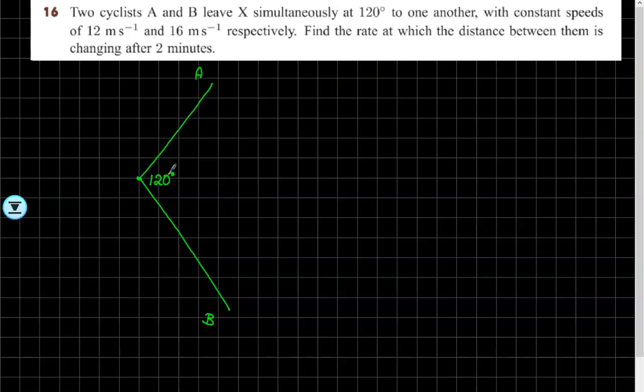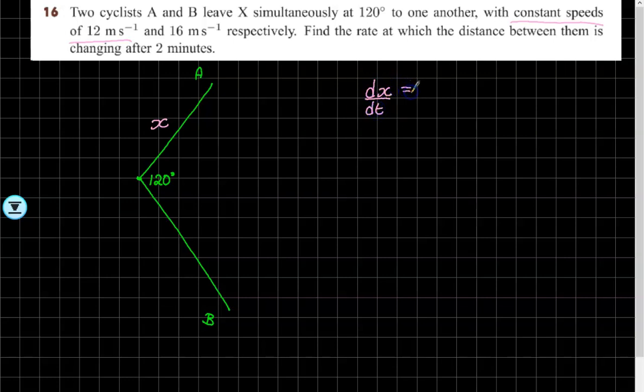Good. So we've got a constant speed here of 12. But like we've done before, how do we put that? We'd have to go dx by dt, right? So that means we're going to call this one x. So dx by dt.